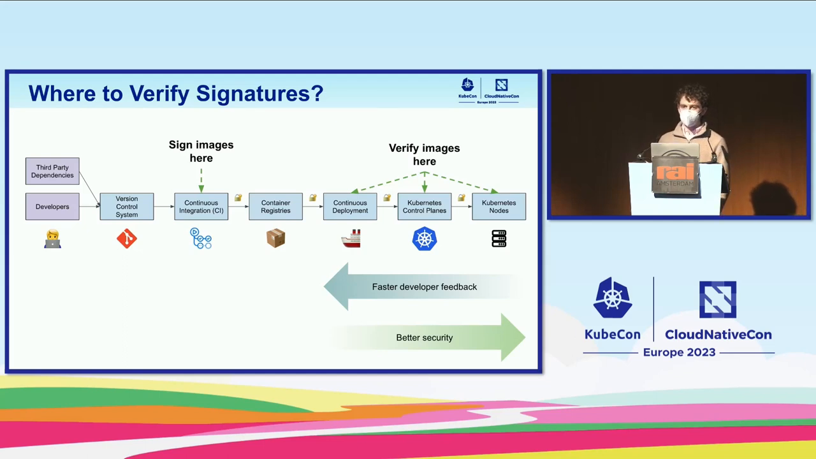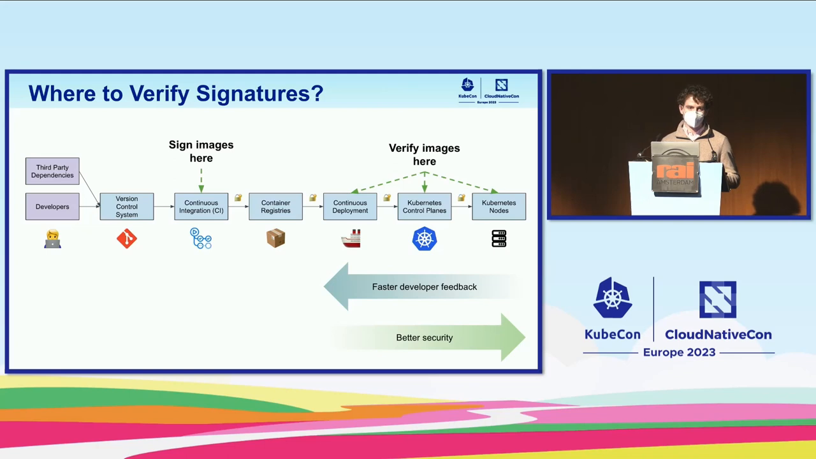So if you have to consider, if you only have one, if you have to choose one point in your software supply chain to verify signatures, there's a bit of a trade-off that you need to consider. And that is the earlier you verify an image, the faster you're able to get developers feedback. So you can, for example, stop a deploy before it even starts if there's a benign image signature verification issue, rather than stopping at mid-deploy and requiring a rollback.